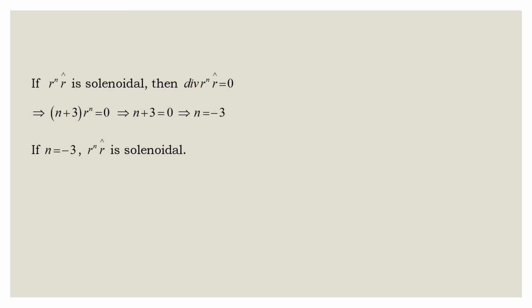So, from (n plus 3) times r^n equals 0, n plus 3 must be 0. If n plus 3 is 0, n equals minus 3. So, our vector field r^n r cap becomes solenoidal provided n equals minus 3. If we substitute n equals minus 3, this vector field becomes r^(-3) r cap, that again equals r cap by r cube, which we have proved a solenoidal vector field in our previous problem. So we are done.